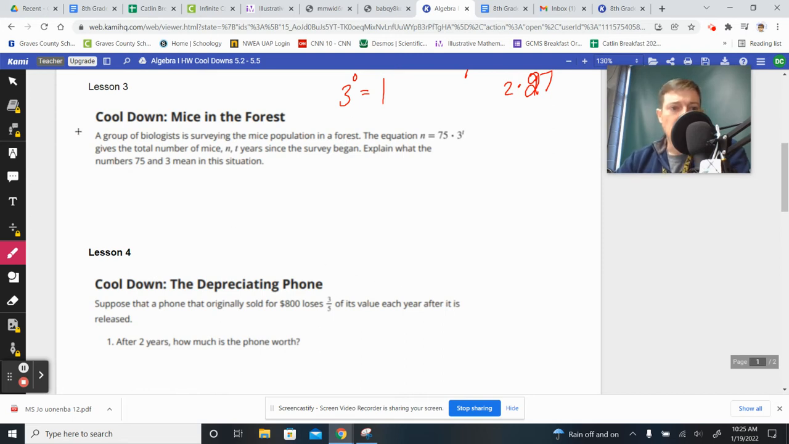So let's look at this problem here. Lesson 3, we got a group of biologists. They're surveying the mice population in a forest, and they have this equation: n equals 75 times 3 to the t power, where that gives the total number of mice in t years since the survey began. Explain what the numbers 75 and 3 mean in this situation.